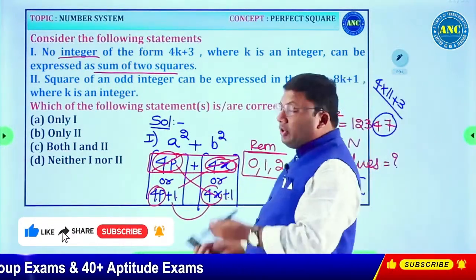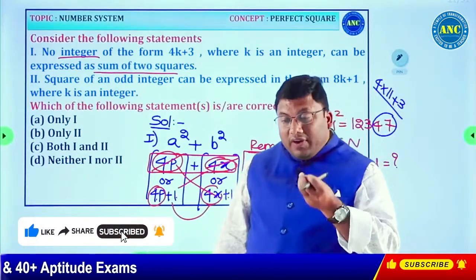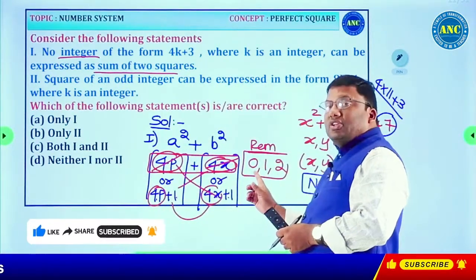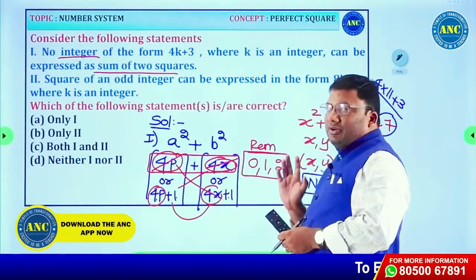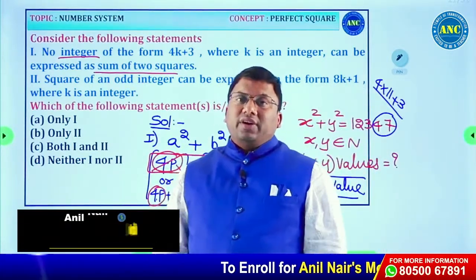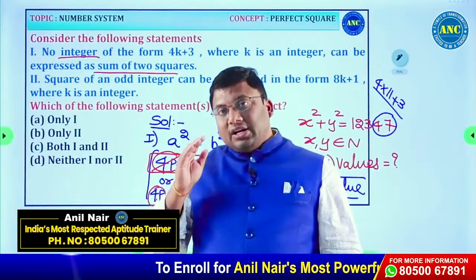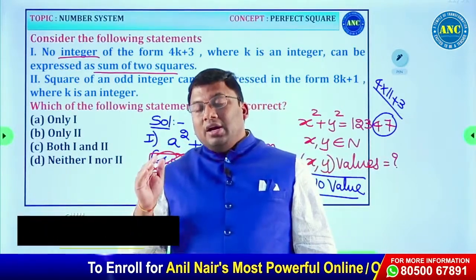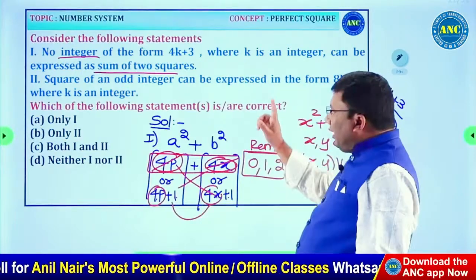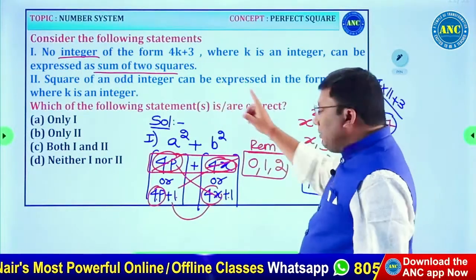The sum of two squares, when divided by 4, will always give a remainder 0, 1 or 2. Any two squares, if you add them, the result when divided by 4 gives remainder 0, 1 or 2. Remainder 3 you will never get. That is a statement based question.